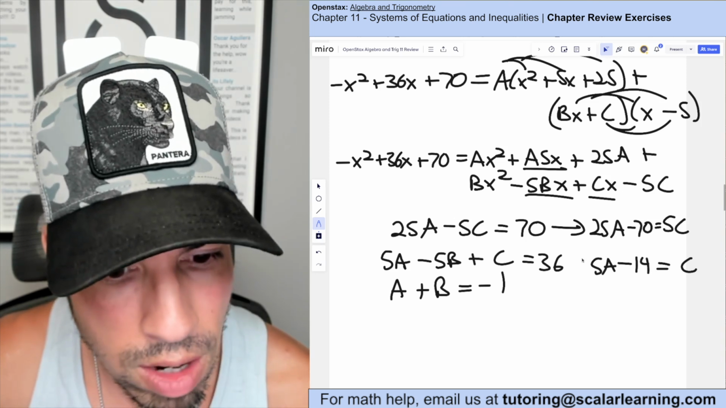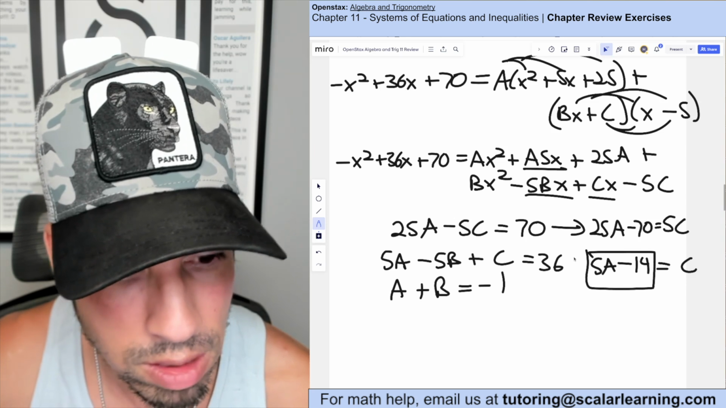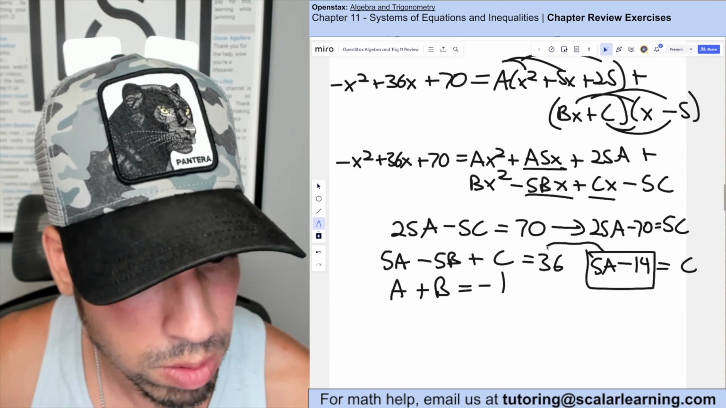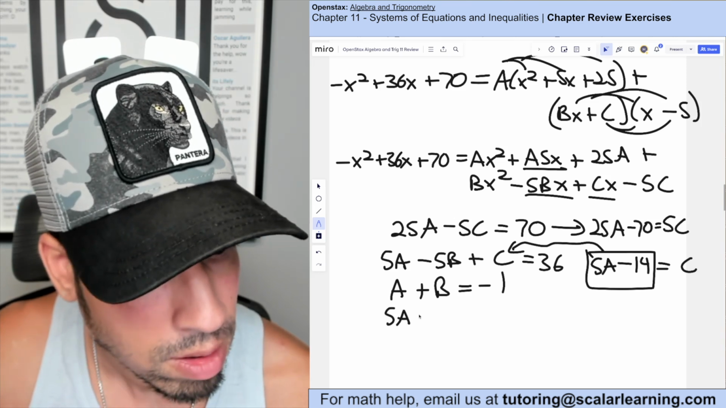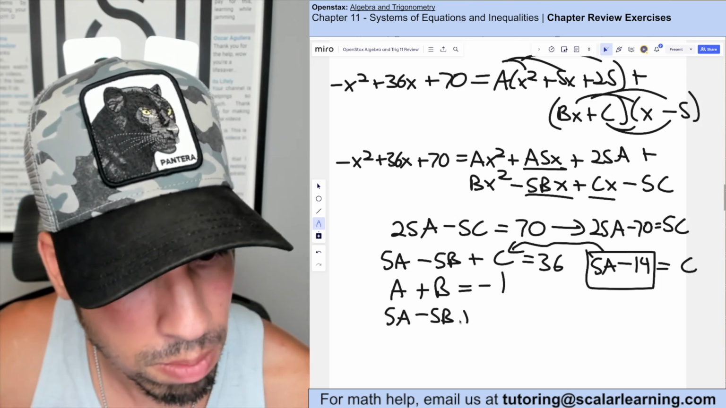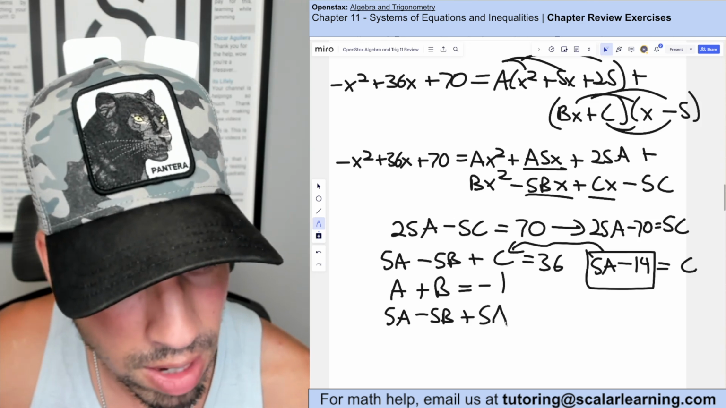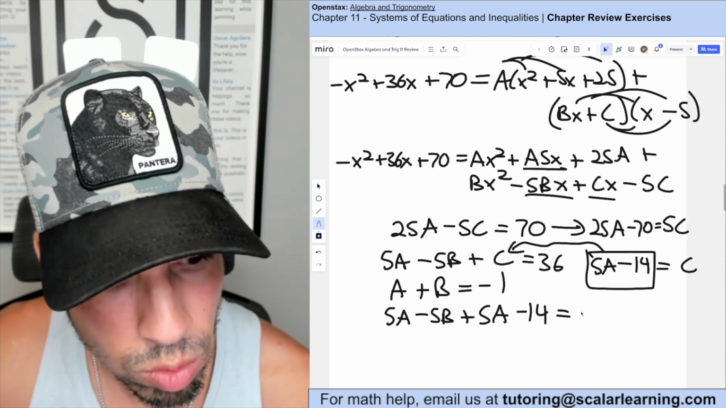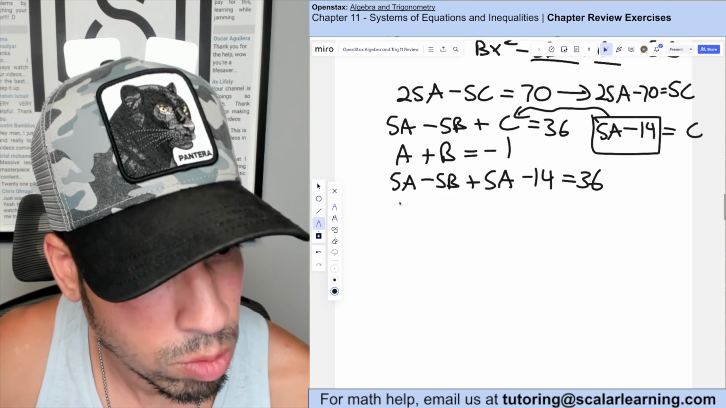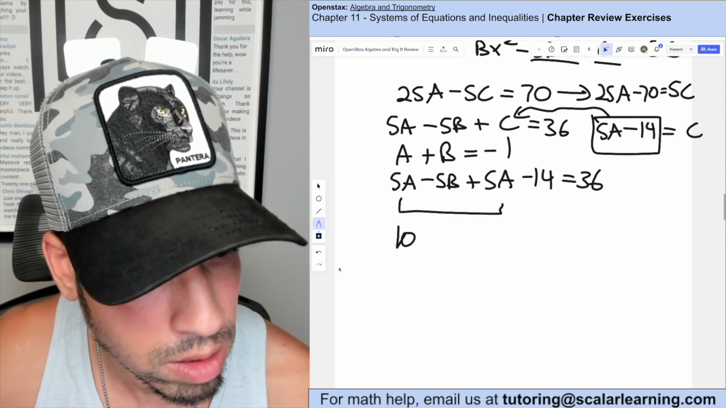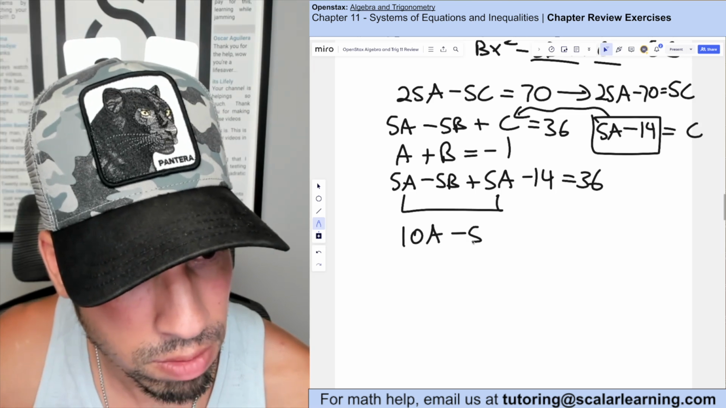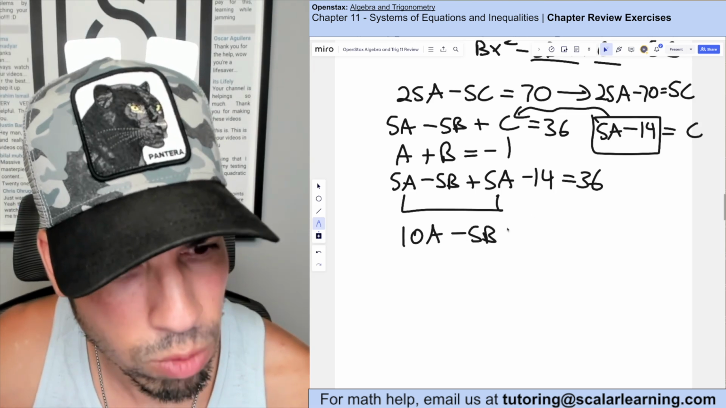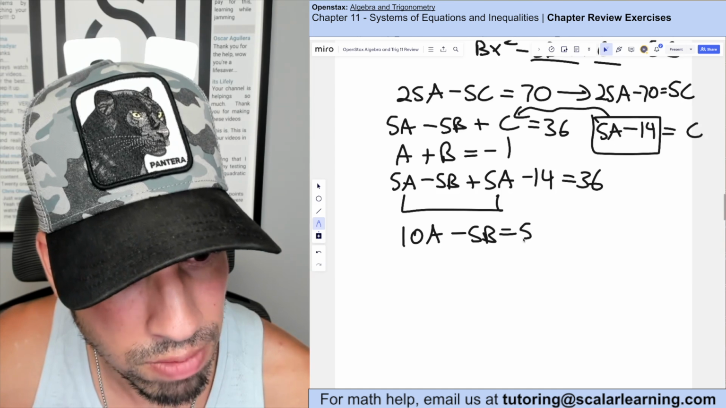Okay, now what we're going to do is we're going to take this and we're going to plug it in for c here. And then we got 5a minus 5b plus, instead of c, I got 5a minus 14 equals 36. Okay, making a little bit more room, combining like terms, I got 10a minus 5b. And then let's add 14 to the other side equals 50.